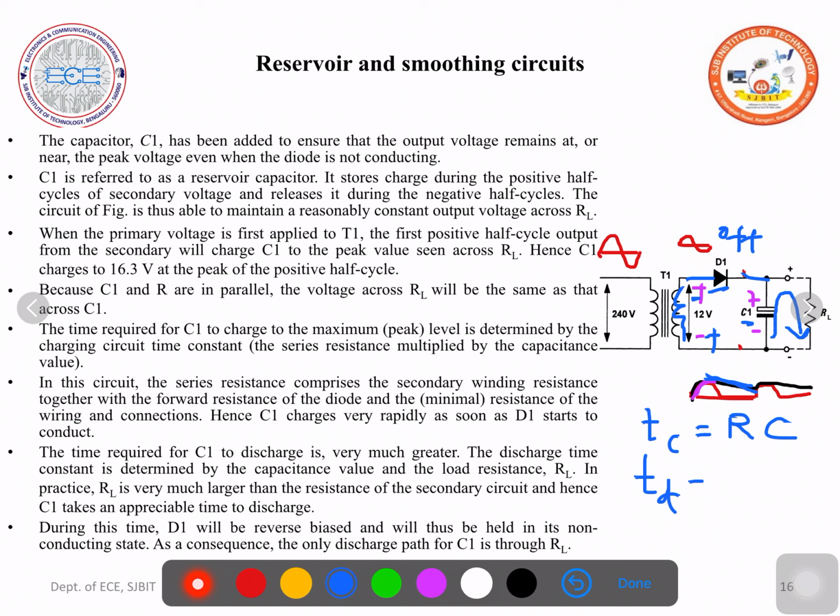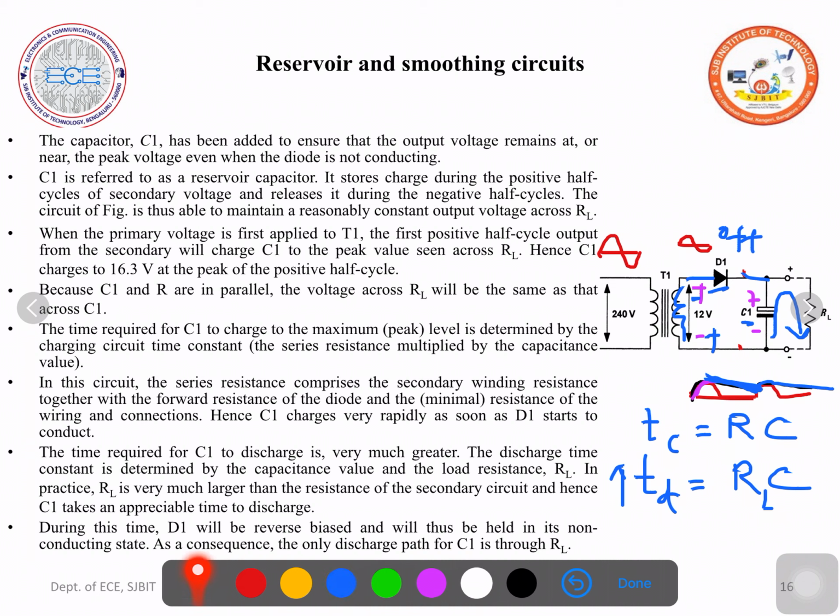The discharge time constant is also RC, but diode is reverse biased. So here it becomes RL into C. In the discharge path, the load resistance is there. Usually RL is of very high value. Capacitor also will take a very high value so that it can store more charges. So TD is of very high value. So the capacitor takes more time to discharge. Suddenly it cannot discharge. Like this we can smooth the rectifier output.